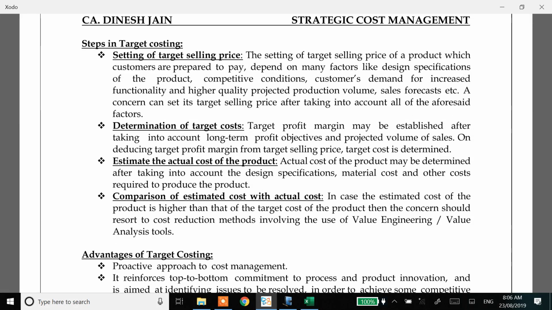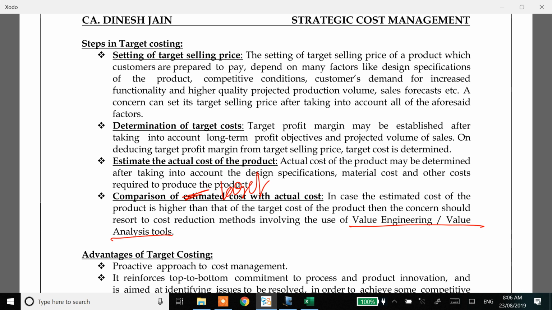Steps in target costing: setting of target selling price, determination of target cost. What is determination of target cost? It is target selling price minus the target profit, estimating the actual cost, comparison of target cost with actual cost. So I will compare what is the target cost of the company with the actual cost and then decide is there a need for reducing the cost, and if I have to reduce it, I will have to do value engineering or value analysis.